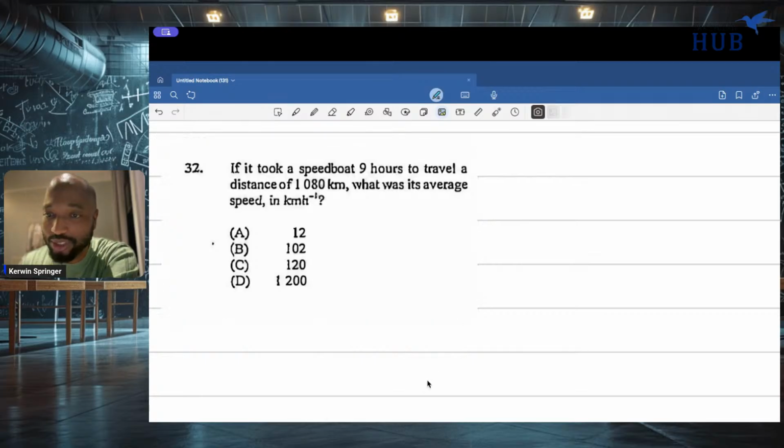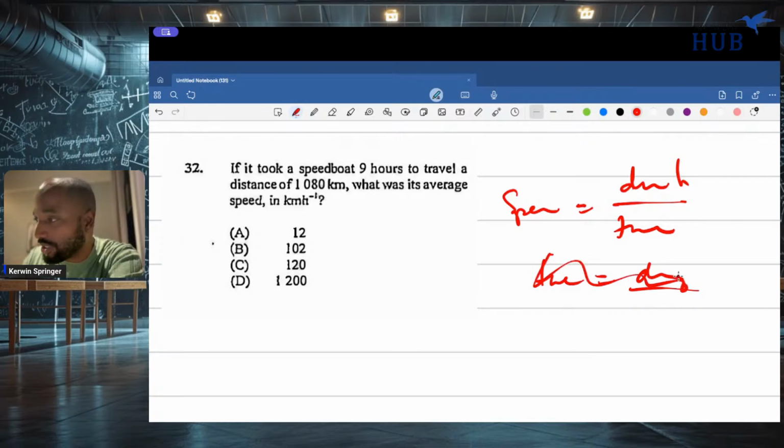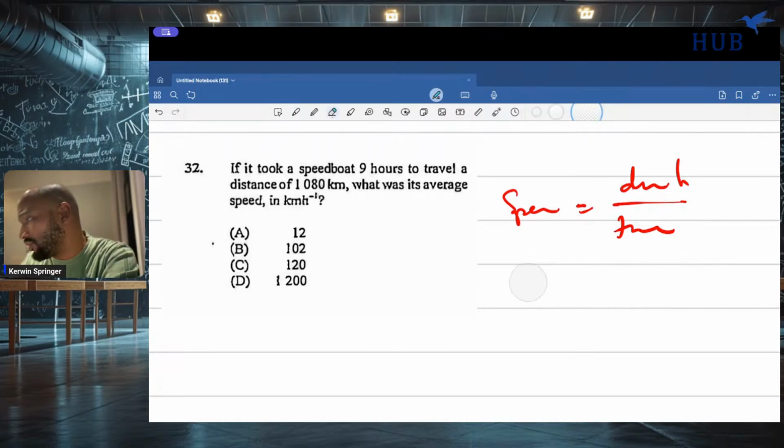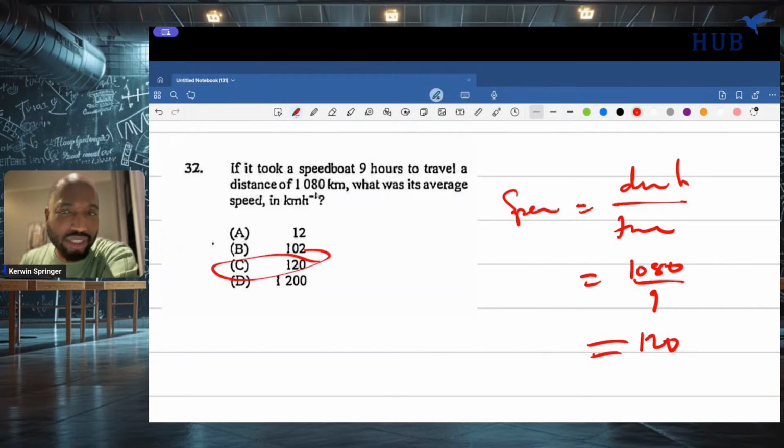If it took a speedboat 9 hours to travel a distance of 1080, we do this yesterday too. So speed is distance over time. What is the average speed? No, we didn't do this one yesterday, we did something similar to this. Speed is distance over time. So 1080 divided by 9, and the answer was 120.